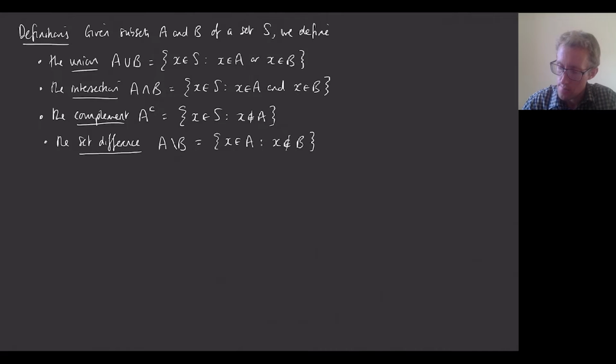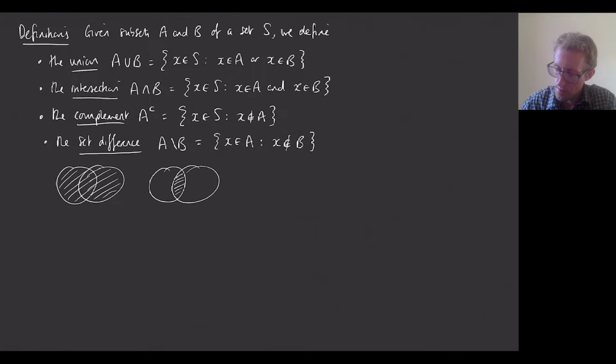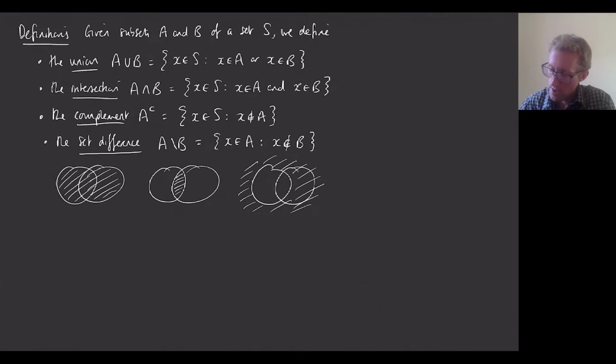You may have seen Venn diagrams as nice ways of drawing some of these, and I find that quite useful. So if A and B are the regions inside those two circles, then A union B, for example, would be that region there. A intersect B would be like that region there. The complement of A, if A is the region inside the left-hand circle, would be the region outside of that. And A but not B would be the sort of moon-shaped region there.